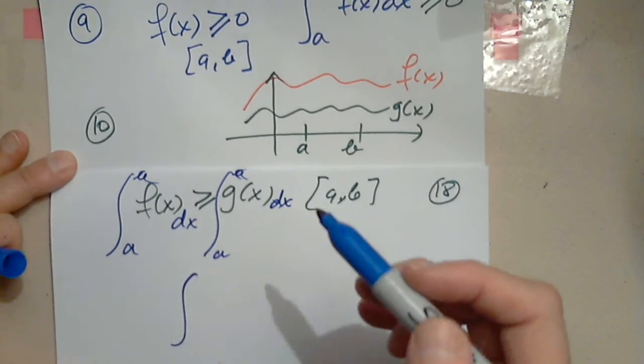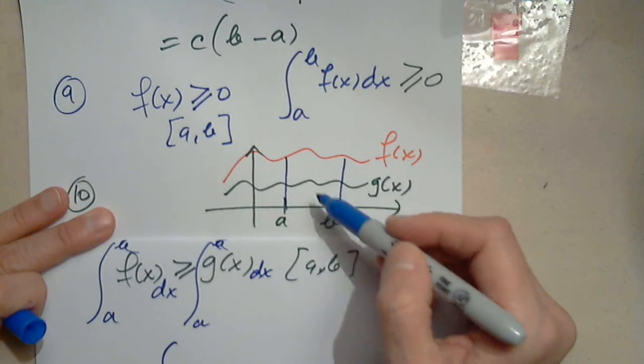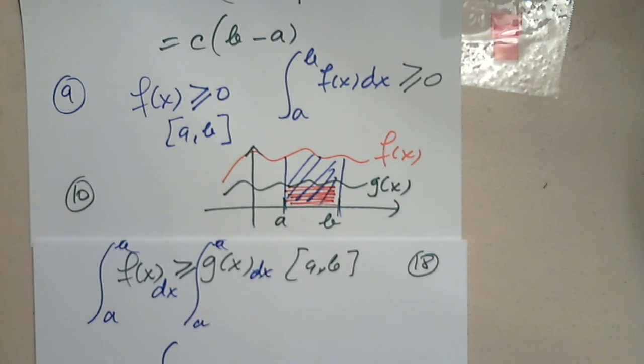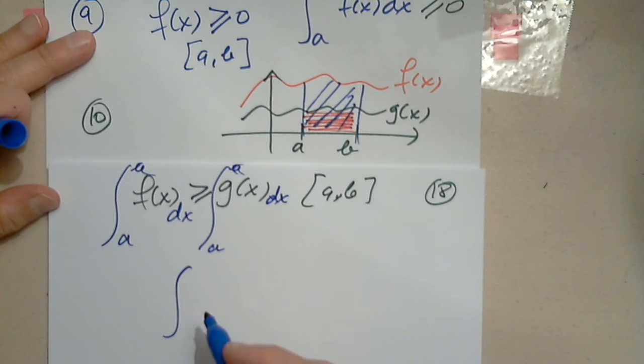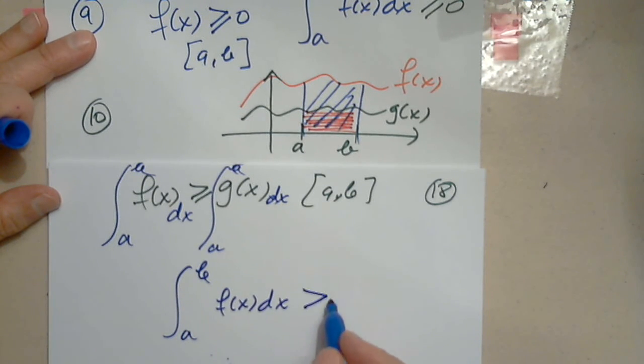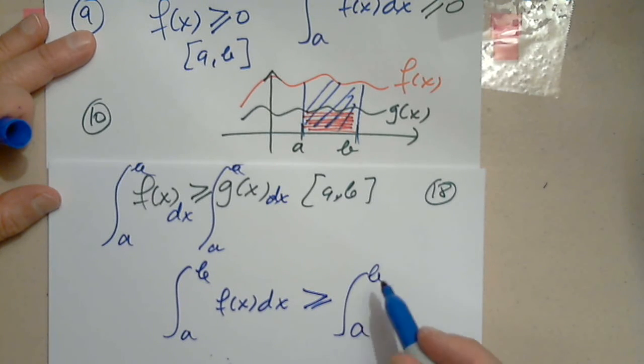Obviously, the area under the graph of f of x must be higher than the area under the graph of g of x. So I'm going to write it one more time. The integral from a to b of f of x dx must be greater than or equal to the integral from a to b of g of x dx. It must be the case.